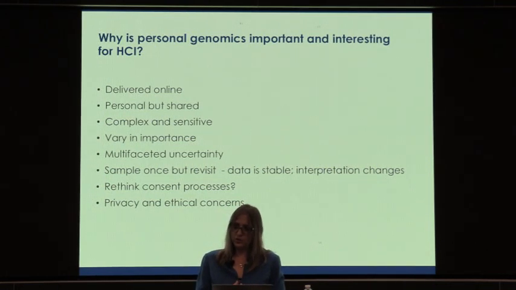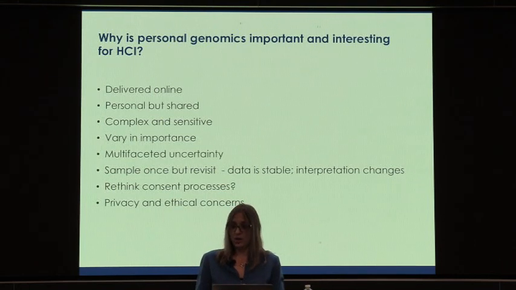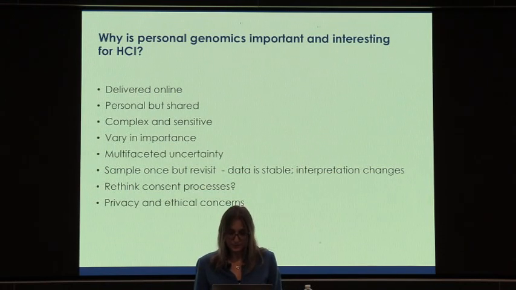But your genome is also not unique to you. It came from your parents, and it is shared with other family members, and only a tiny fraction of your genome is unique to you, and that will be a tiny fraction where de novo mutations happened. This is information that is complex, but also sensitive. But at the same time, it varies in importance. Some information has clinical implications. Some information is just nice to know. And it has multifaceted uncertainty that is embodied in this information.